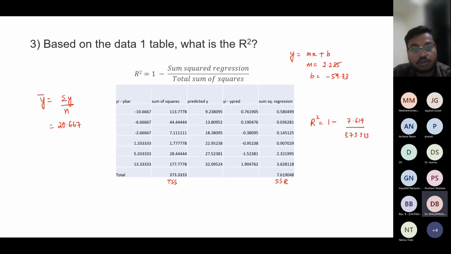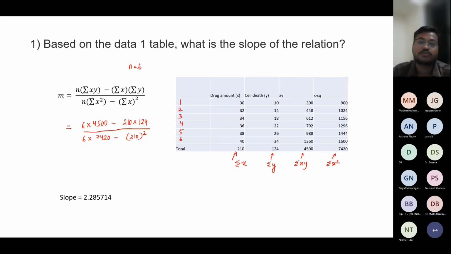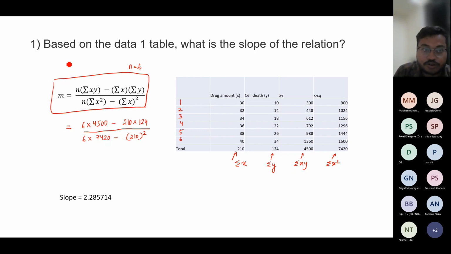Okay. So the first question, we are given a data set of the amount of drug and the percentage of cell death. Here the amount of drug is our x, the independent variable, and the percentage of cell death is our y, the dependent variable. We are asked to fit a regression equation and find the slope of the relation. This is the formula that we use for linear regression. Here n is the number of data points, which in this case is 6. We have terms summation of xy, summation of x, summation of y, summation of x square, and summation of x whole square. So we need to calculate all of these summations.